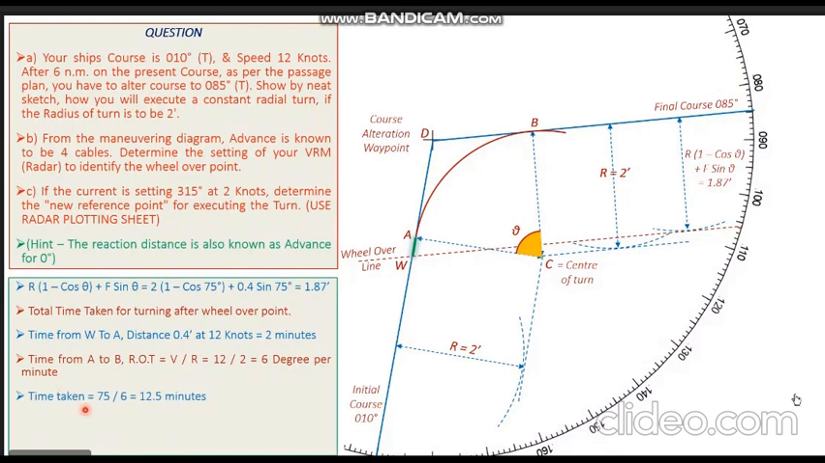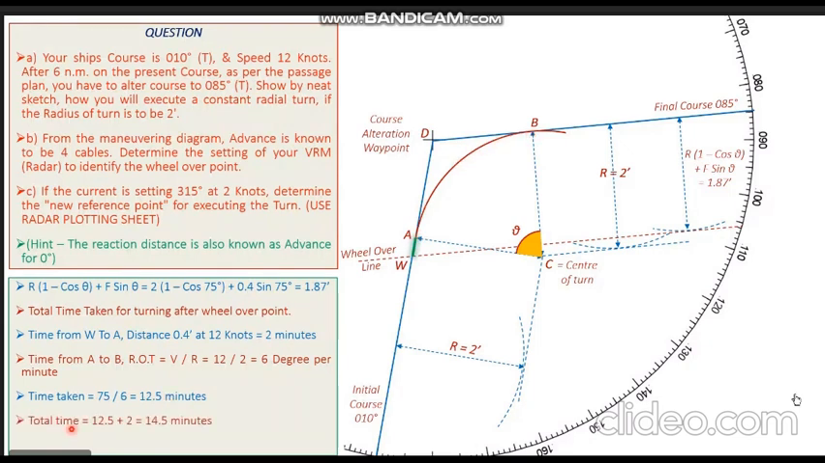The total alteration which is to be done is 75 degrees. So the time taken by the ship would be 75 divided by 6. The vessel is altering 6 degrees per minute. So 75 degrees divided by 6 degrees per minute gives us a time of 12 and a half minutes. So the vessel is going to take 12 and a half minutes to move on the curved path from Alpha to Bravo.